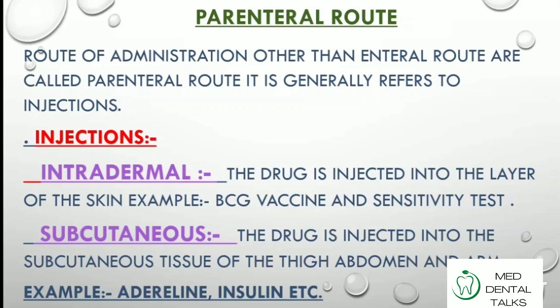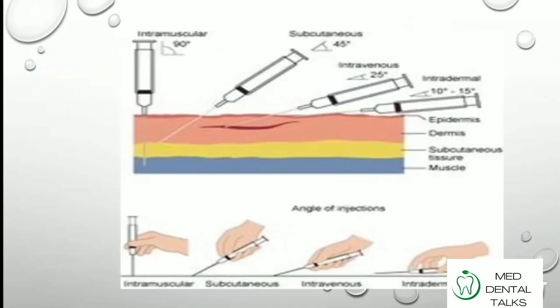Now injections. First, the intradermal injections. The drug is injected into the layer of the skin. For example, BCG vaccine and sensitivity test. And next is subcutaneous. The drug is injected into the subcutaneous tissue of the thigh, abdomen and arm. For example, adrenaline and insulin. This image shows different angles of the intramuscular, subcutaneous, intravenous and intradermal injections.